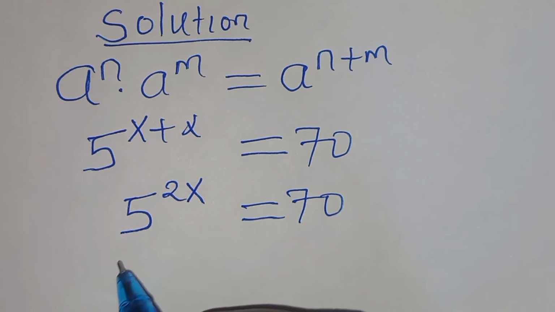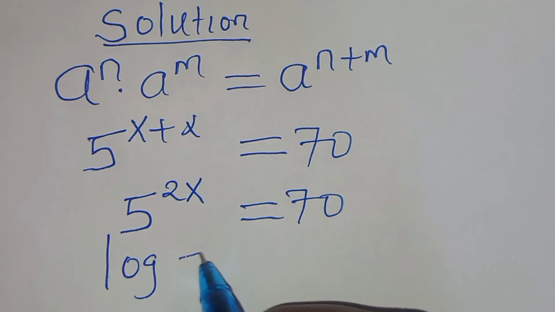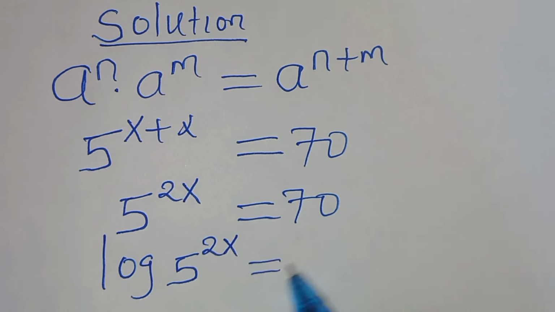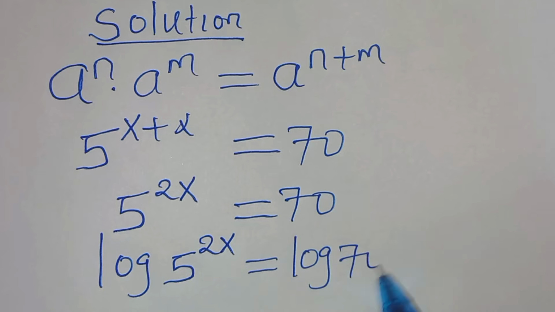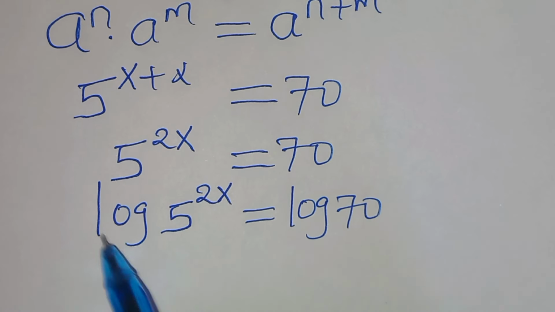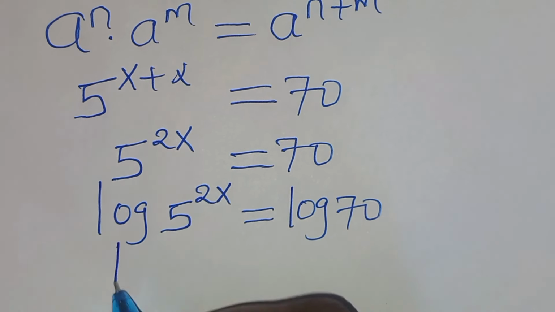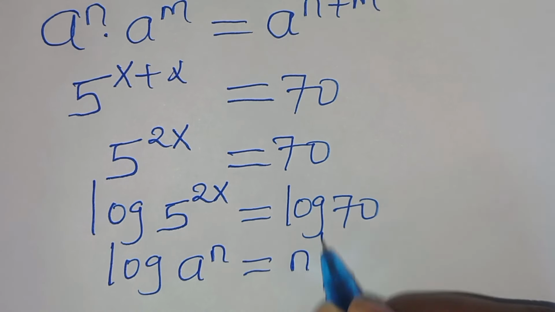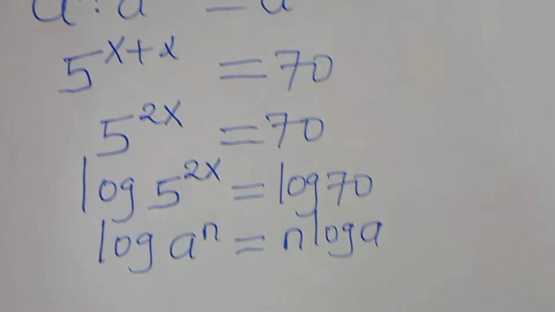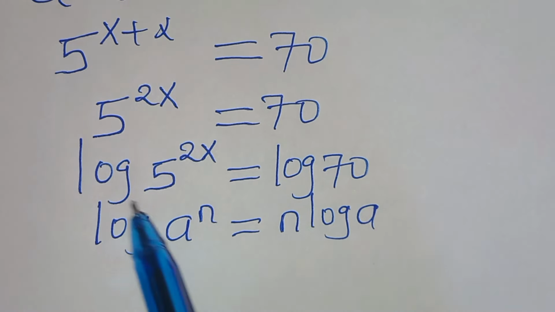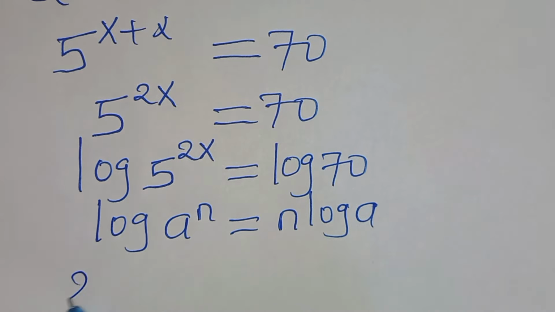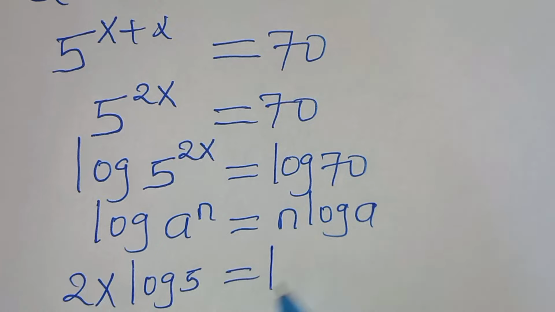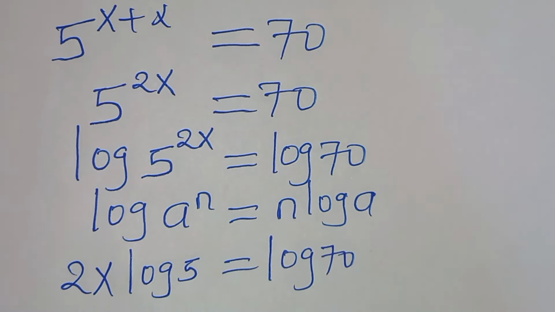To solve for x here, we introduce logarithm on both sides so that we have log 5 to the power of 2x. This is equal to log 70. Log 5 to the power of 2x, this is in the form of log a to the power of n, which you can express as n log a. Applying this logarithm property, then log 5 to the power of 2x becomes 2x log 5. This is equal to log 70.